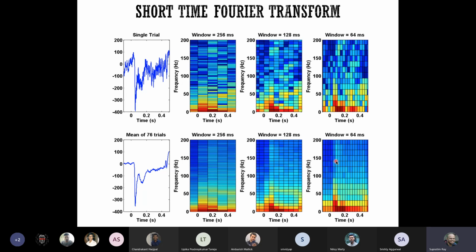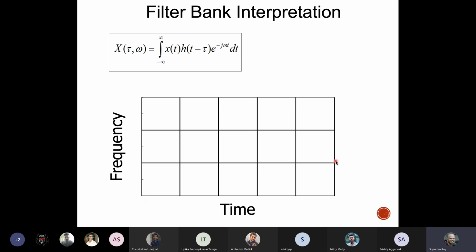Okay, so I will now talk about a common framework to think about these time frequency analysis techniques, which will hold for short time Fourier, multi-taper method as well as wavelet transform, which I will do today. And the interpretation is that of a filter bank.